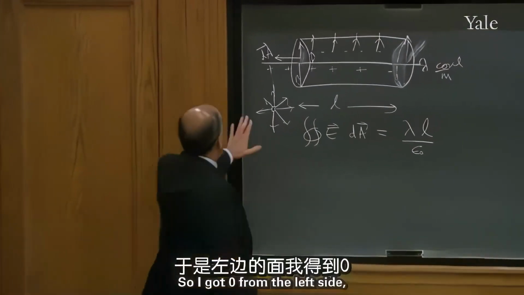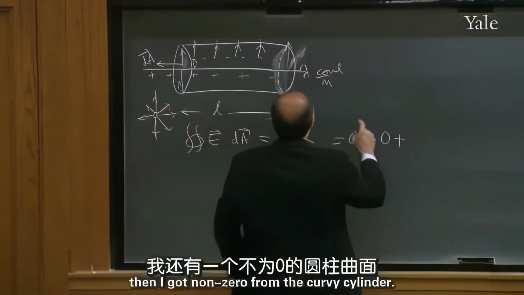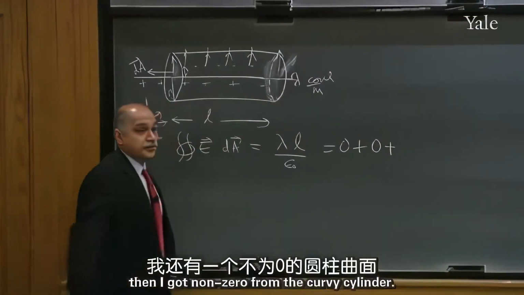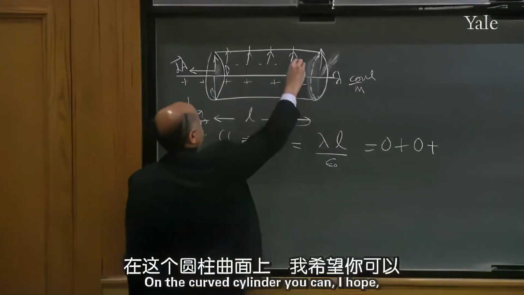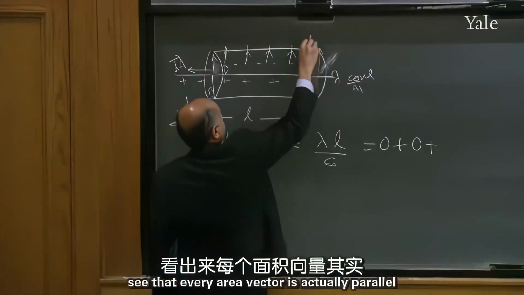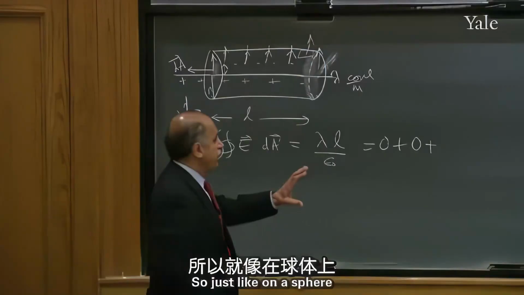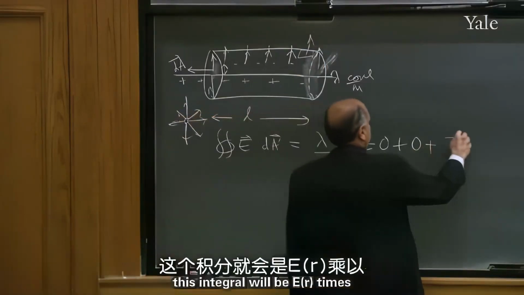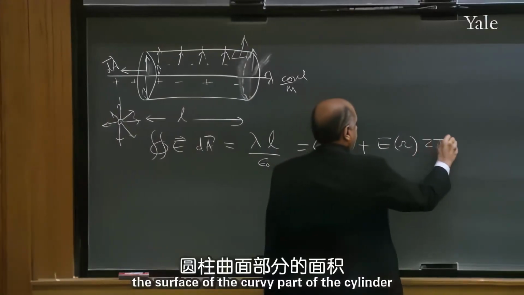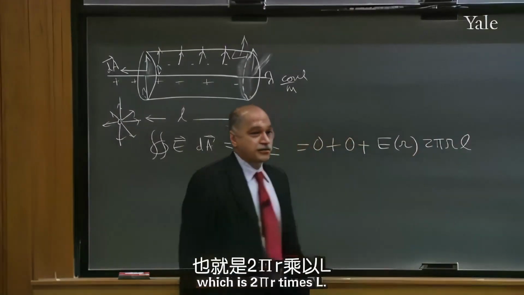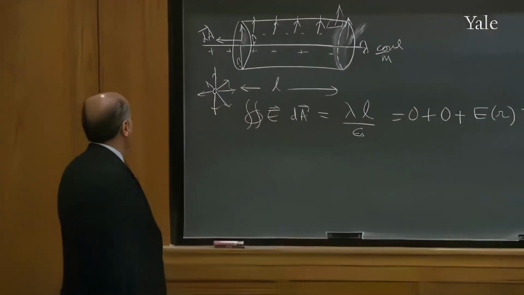So I got 0 from the left side, 0 from the right side. Then I got non-zero from the curvy cylinder. On the curved cylinder, you can, I hope, see that every area vector is actually parallel to the field lines. So just like on a sphere, this integral will be E of r times the surface area of the curvy part of the cylinder, which is 2 pi r times L. That's the area of the curved part of the cylinder.